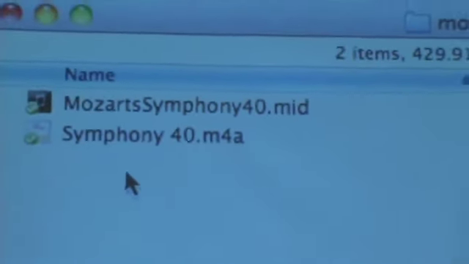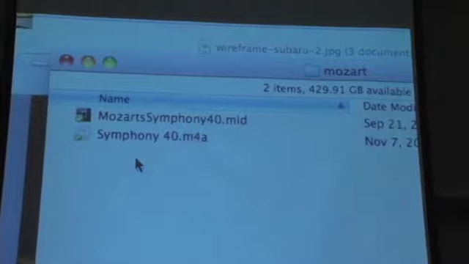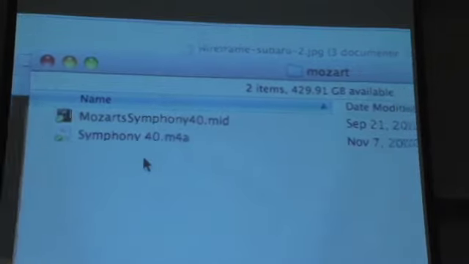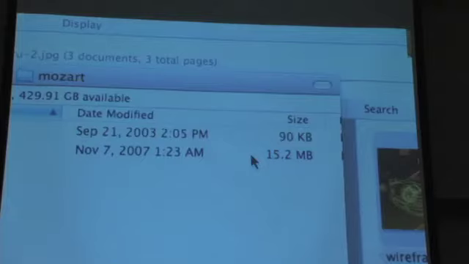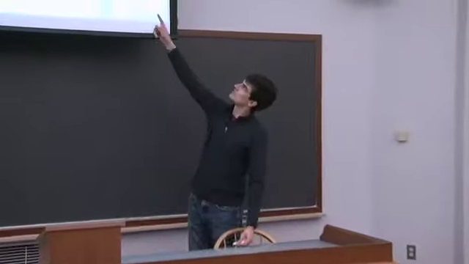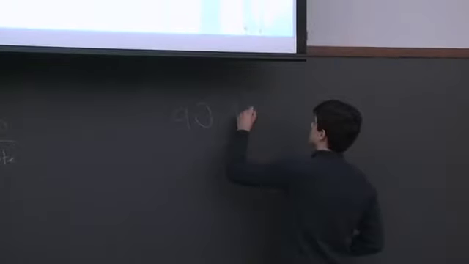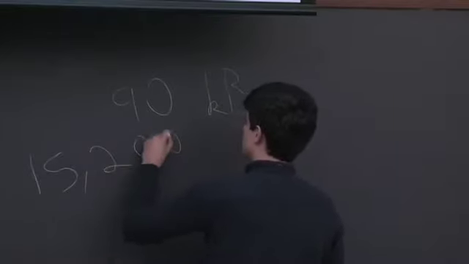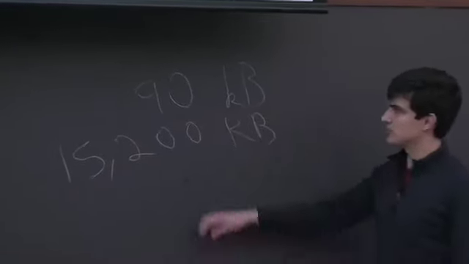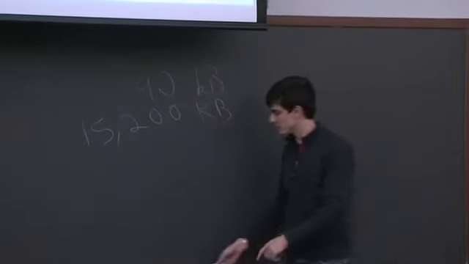So realize that, okay, it wasn't in fact MP3 compressed, it was compressed using AAC, the symphony number 40, the one on the bottom. And the one on top is the MIDI file format. We can see the difference in size: 15 megabytes as opposed to 90 kilobytes. I always get annoyed when people put comparisons of numbers in different powers like this. So just to make this real, this is 90 kilobytes, and that was 15,200 kilobytes. So just to give you an idea of the difference in size, we're talking about quite a lot.